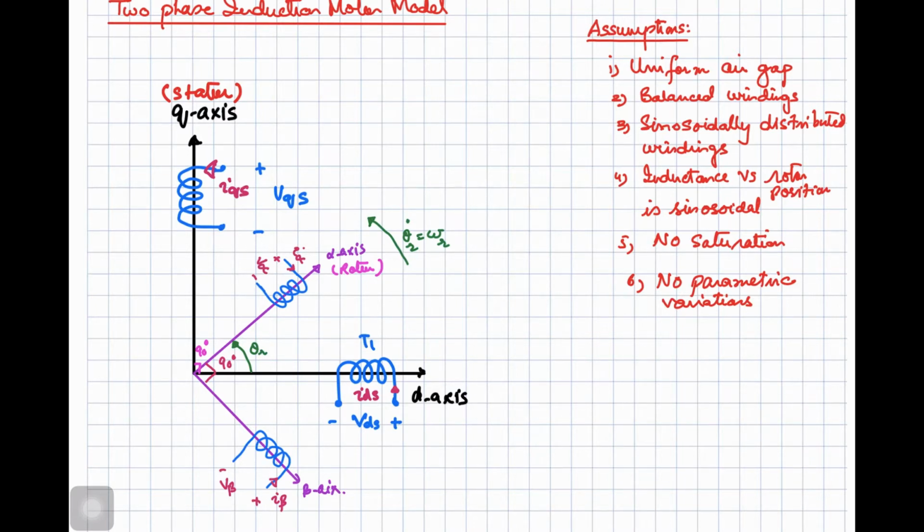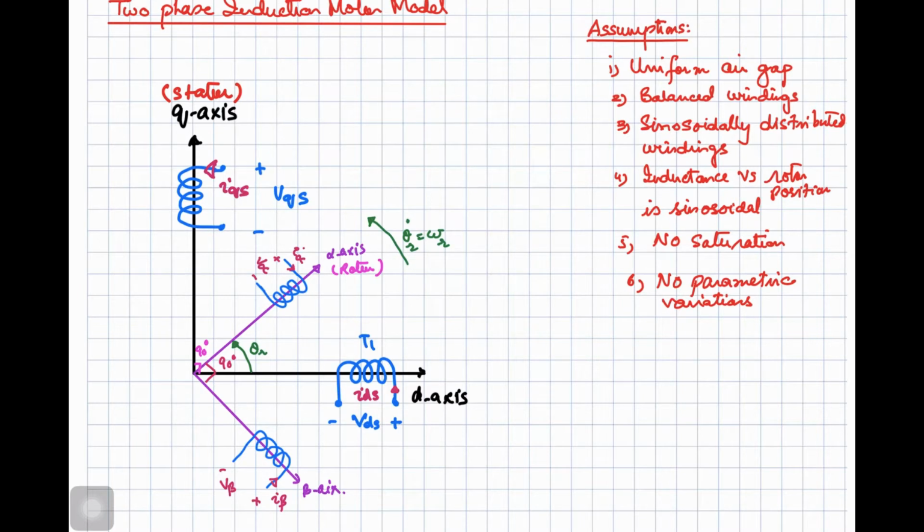How you can translate from ABC to DQ or alpha beta, we have discussed the transformations in the last lecture. So you can refer to those videos and you can translate from the ABC frame of reference to the DQ frame of reference or to the alpha beta frame of reference, that is basically representing the two phases. So the two-phase induction motor model is shown in front of you.